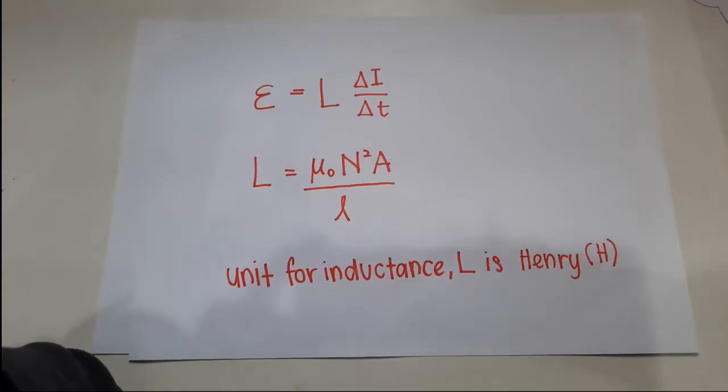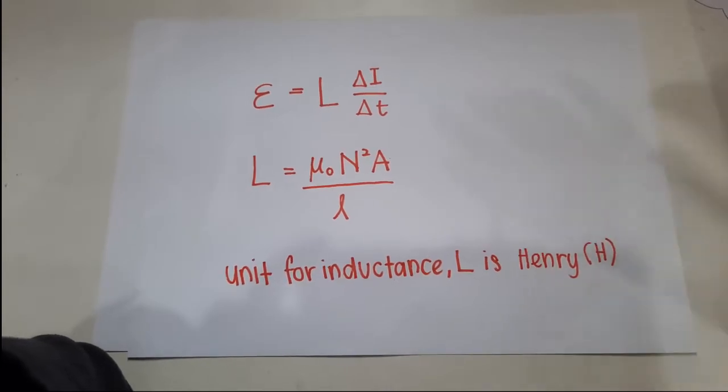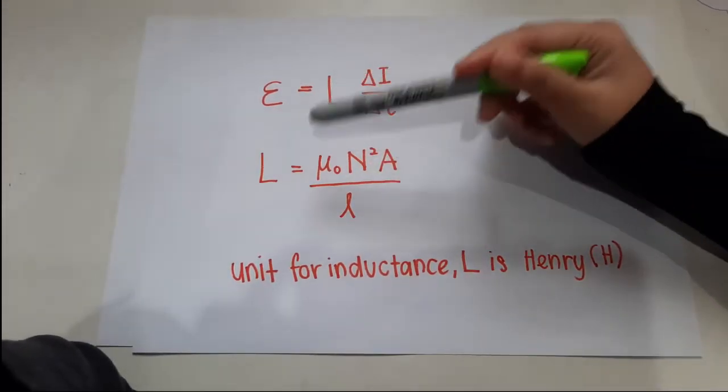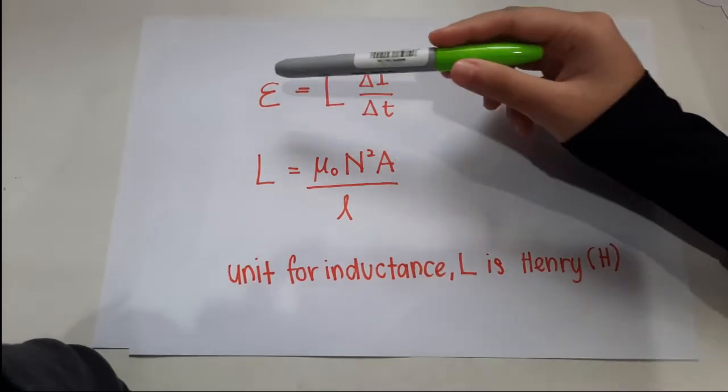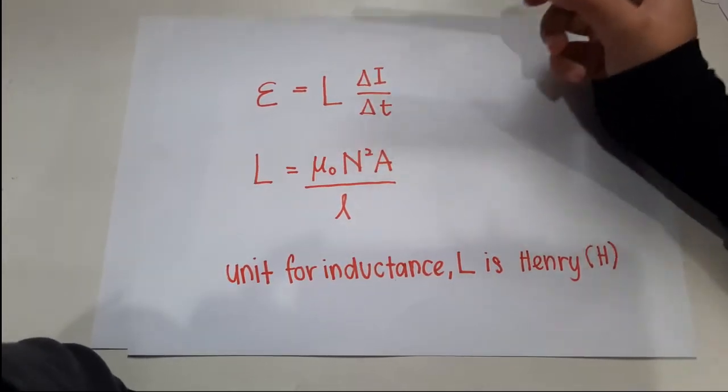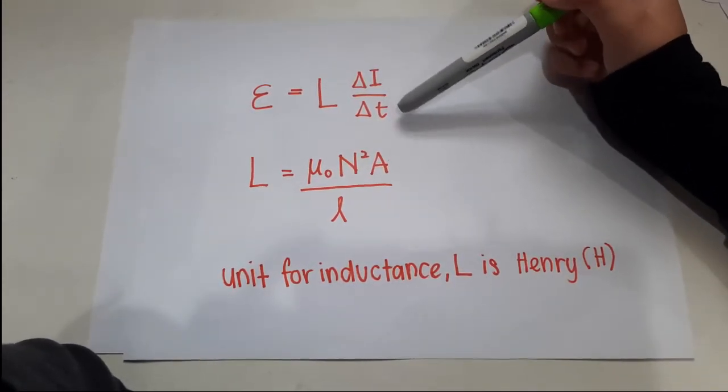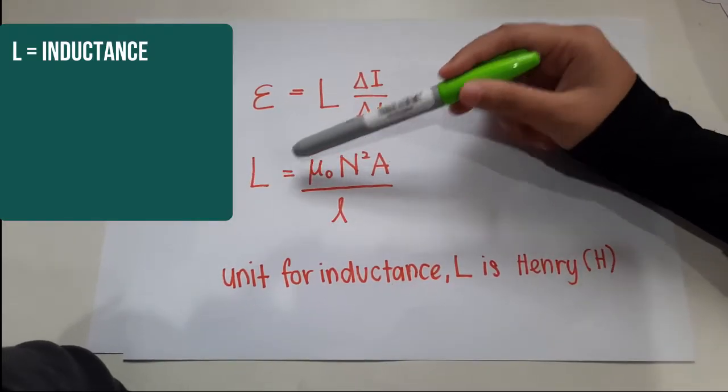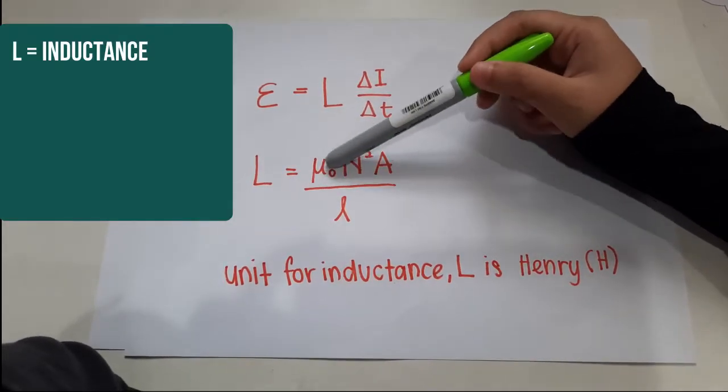So the next thing that you should know is, what is physics without a formula? So let's just explain this formula. This is the formula that you need to remember. There are two formulas. This is the induced EMF. Induced EMF is equal to L delta I over delta T, and also L, which is inductance, equals mu naught. Mu naught is a constant.